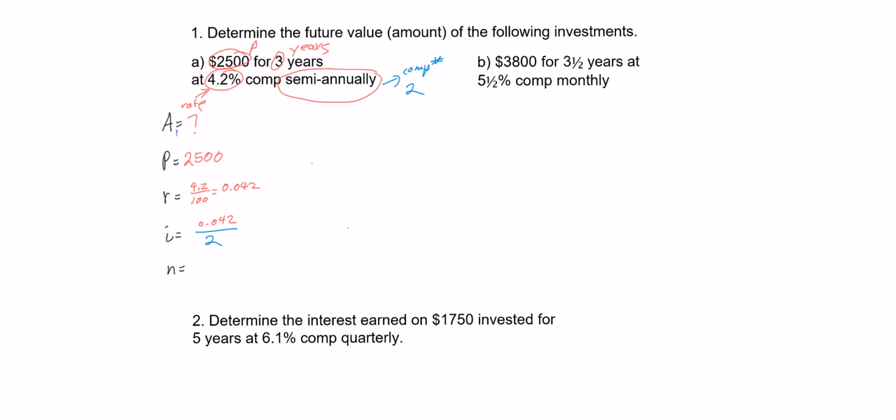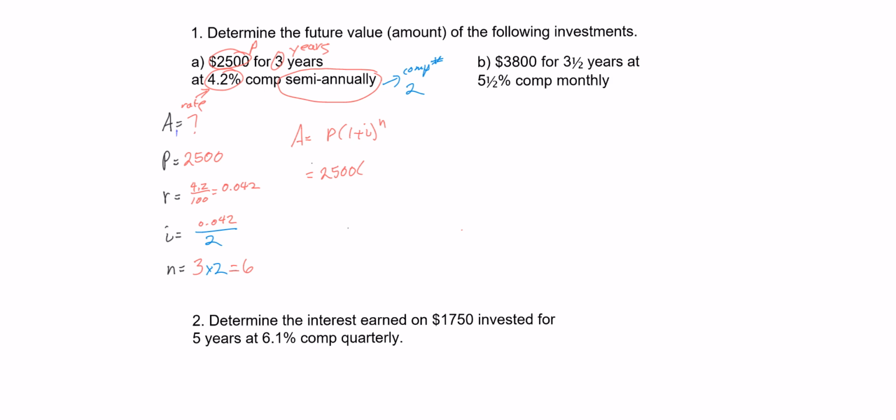Now, we're doing this for 3 years, so n is equal to 3, and then we times that by 2, which gives us 6 compounding periods. So the very next thing that we do is we're going to just quickly write A is equal to P(1 + i)^n. You always write the basic equation, then do our substitution based on the apron.